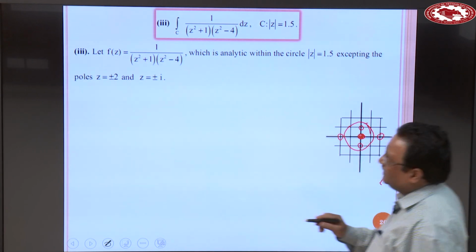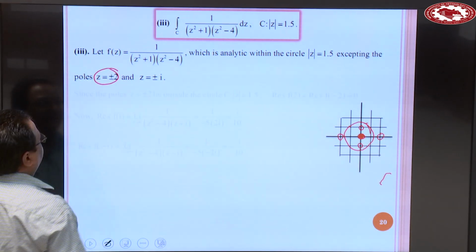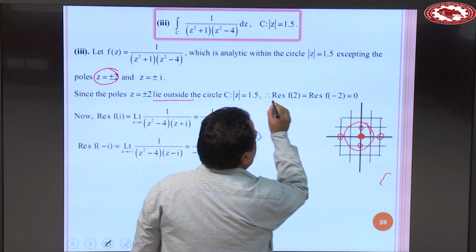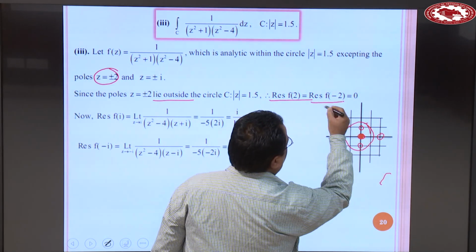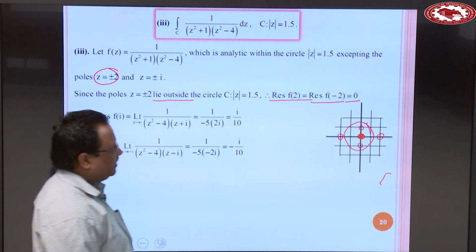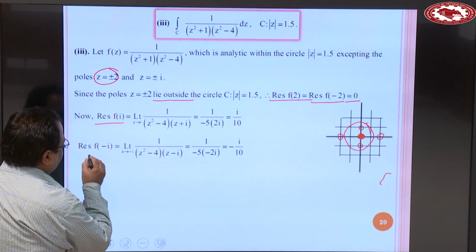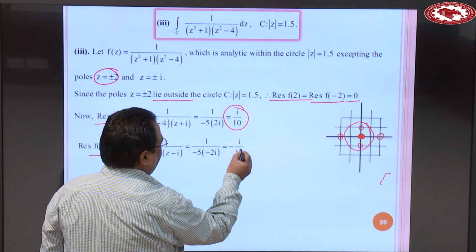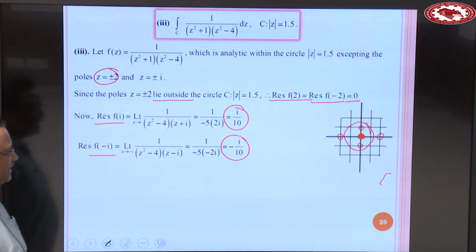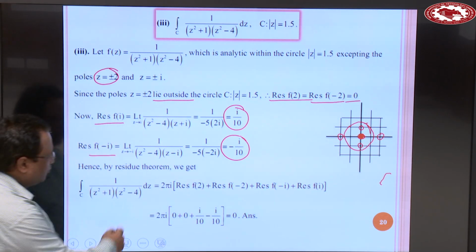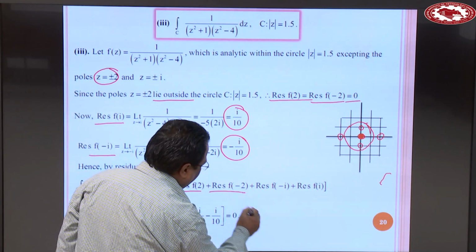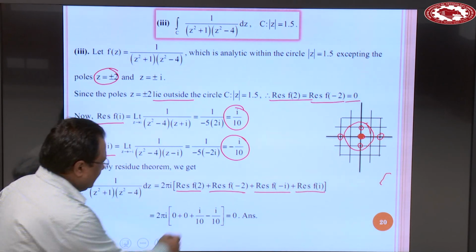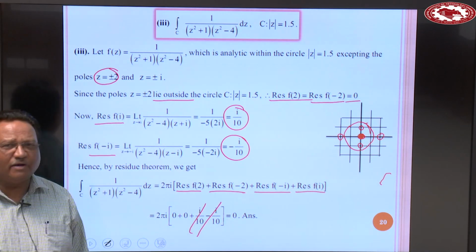तो ये दोनों पॉइंट्स बाहर हैं, ओके, so these 2 points lying outside. So outside means residue at z = 2, residue at z = -2 is 0. Clear? Now calculate residue at i and residue at -i. So when you calculate you will get -i/10 and +i/10. So by residue theorem 2 pi i into residue at 2, residue at -2, residue at -i, residue at i. So 0 plus i/10 minus i/10. So this term cancels. So ultimately result is 0. No problem, result is 0.